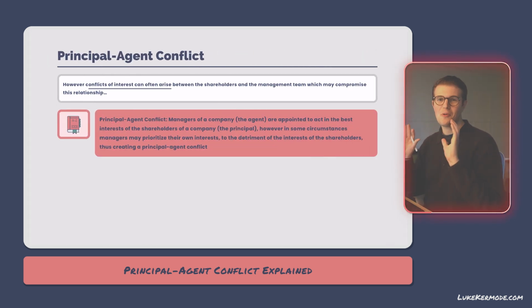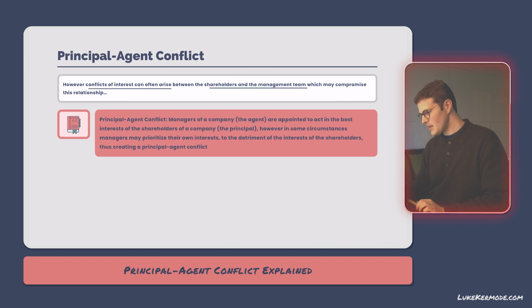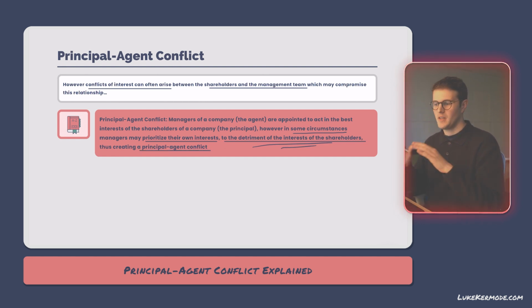But we said that the principal-agent relationship is underpinned by the belief that agents always work in the best interests of the principal, but in a company scenario, that's not always the case. Managers of the company who are appointed and should act in the best interest of the company do not always. So in certain circumstances, they prioritise their own interests to the detriment of the interests of the shareholders. This creates the principal-agent conflict because the interests of the two parties can sometimes not align.